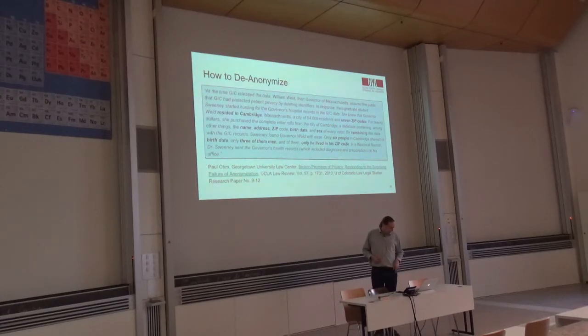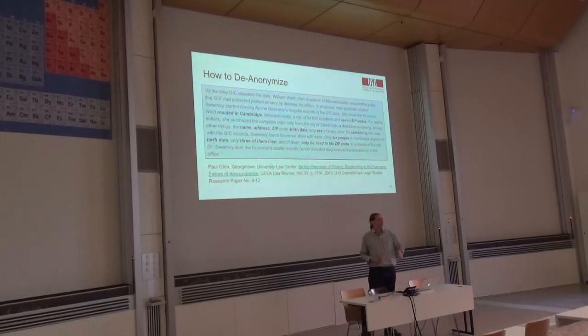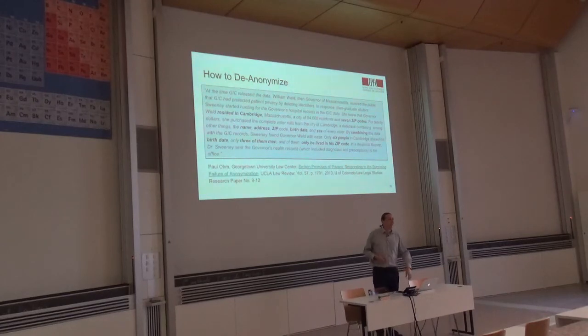And that database contains the name, address, zip code, birth date, and sex of each voter. By combining these data sets, she narrowed it down immediately to 6 people. Only 6 people in Cambridge had the same birth date. Only 3 of them were men, and only one lived in the governor's known zip code, right? So she identified, okay, here are the governor's health records, and sent them to the governor's office. And naturally, this caused a little bit of a stir.